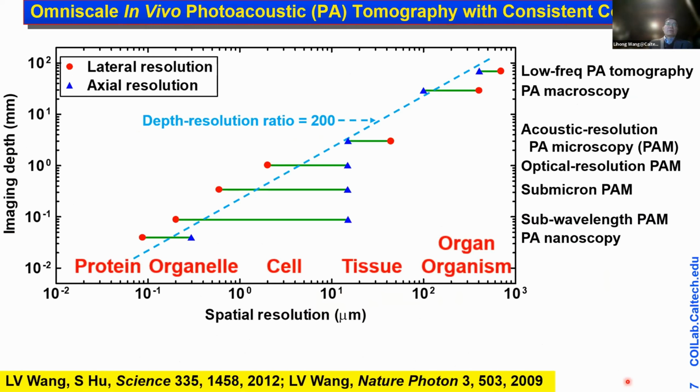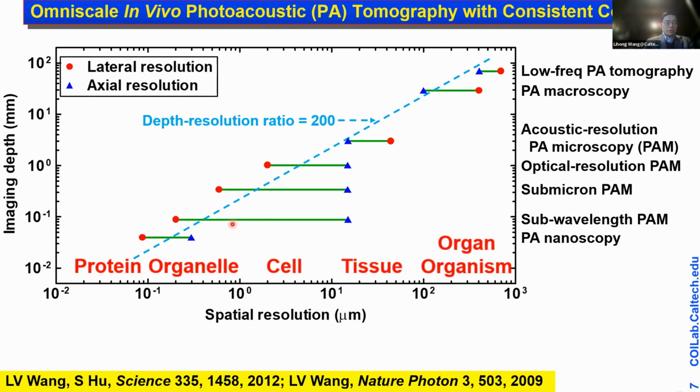A unique feature of photoacoustic tomography is to provide omniscale in vivo imaging from organelles all the way to small animal organisms or human organs with consistent contrast, because we always image optical absorption as the contrast. We're plotting the image depth versus the spatial resolution. Each horizontal bar represents one of the implementations. The dashed line connects all of them. There's this scaling factor, the depth to axial resolution ratio, which is roughly 200. So no matter what length scale we work at, we can provide a good image.